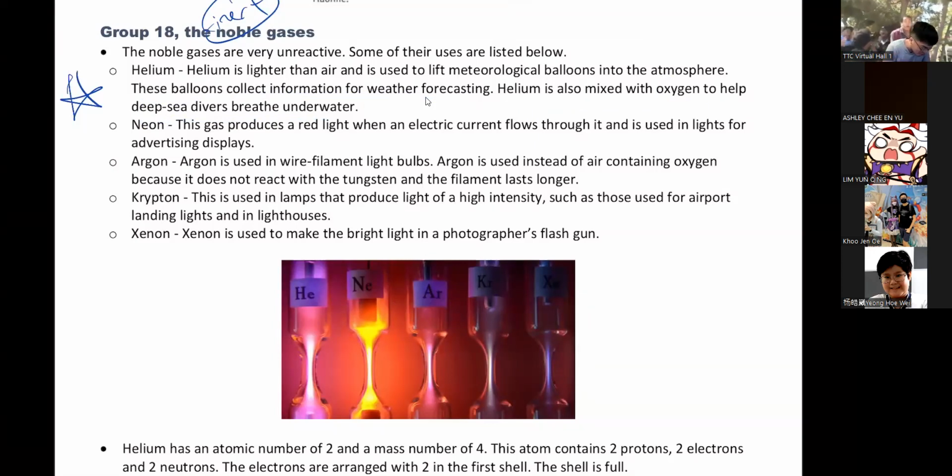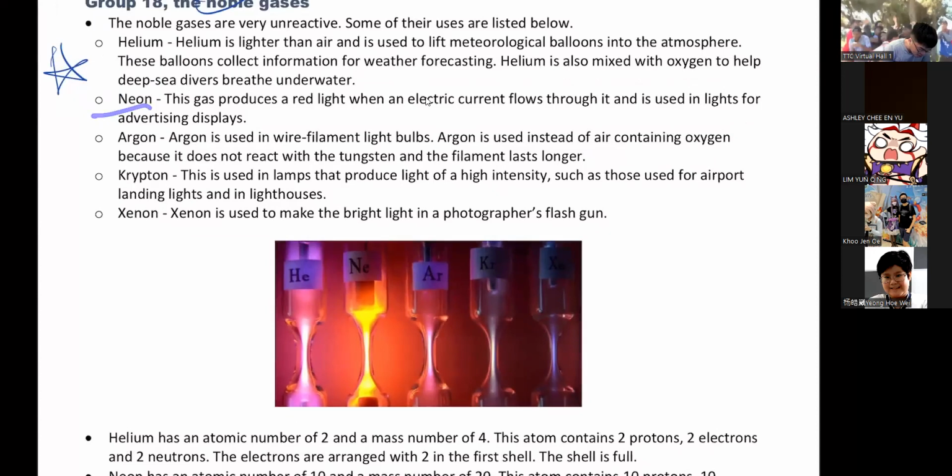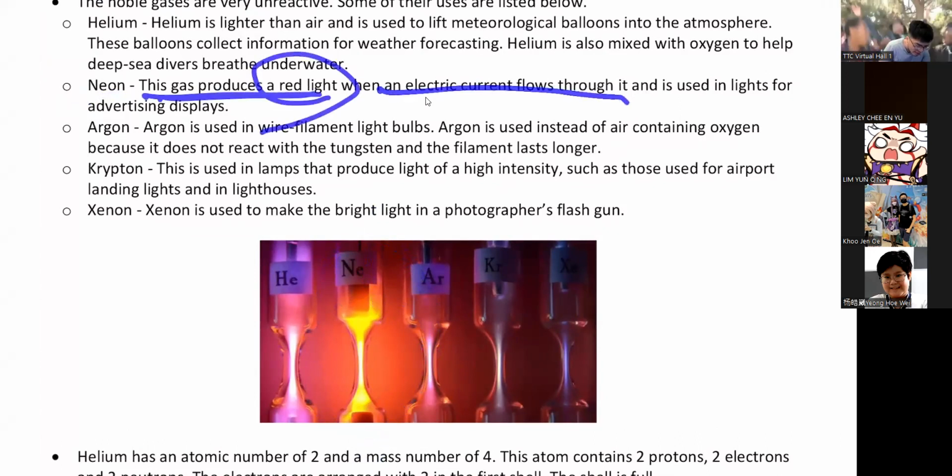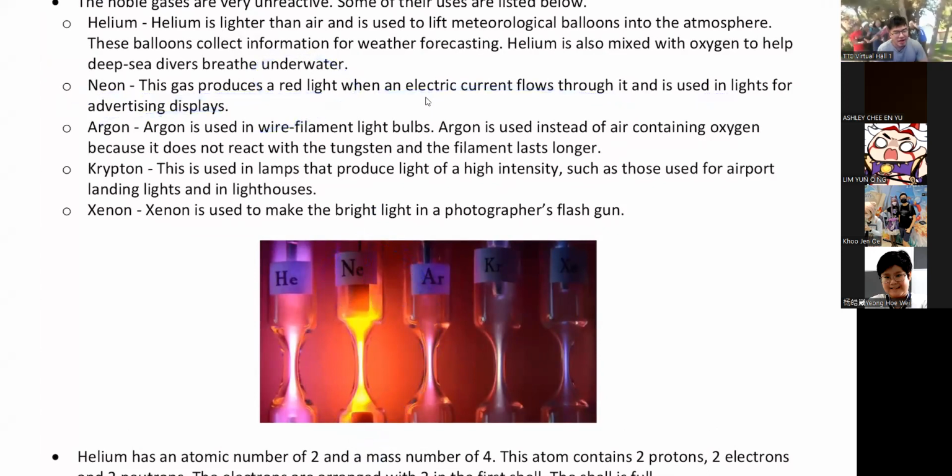Okay, so next, neon. Neon is the second one. Can you see they are the brightest? When you put electricity through neon, it will glow like crazy, very bright. They produce a red light when current flows through them, and they're used in advertising. Nowadays we don't use neon anymore. Neon is a very old technology.